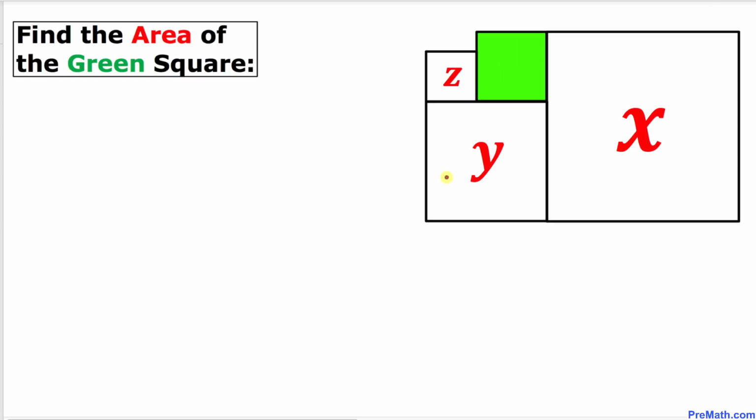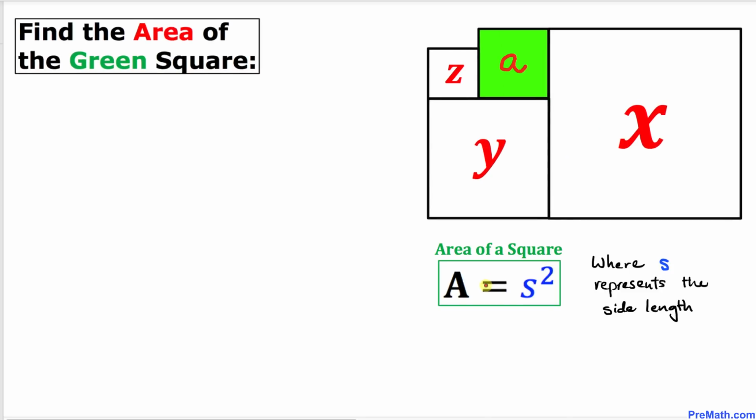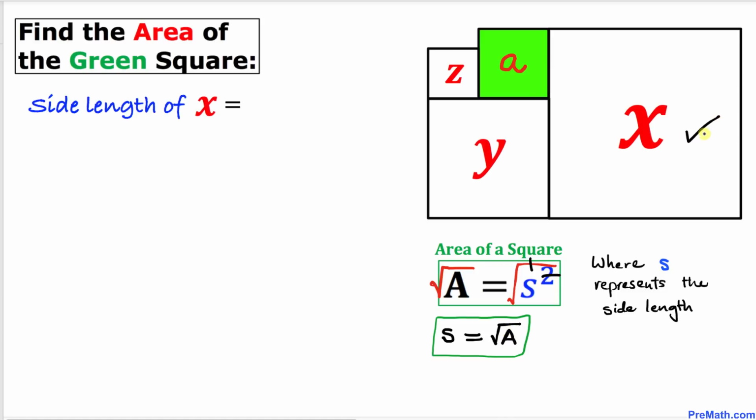So let's go ahead and get started with the solution, and here's our very first step. Let me go ahead and call the area of this green square as A. Now let's recall the area of a square formula. Here's the formula: A equal to S square, where S represents the side length. If I take the square root on both sides, the square and square root undo each other. So our side length S is going to be equal to the square root of this area A. So the side length of this largest square is simply the square root of this area, which is x. So that is going to become square root of x.